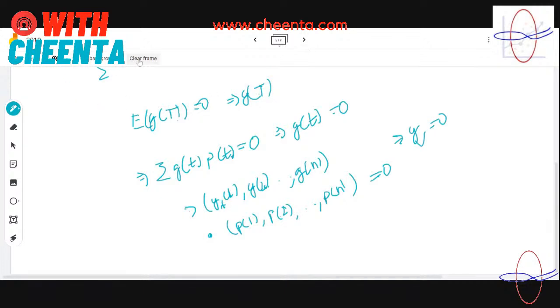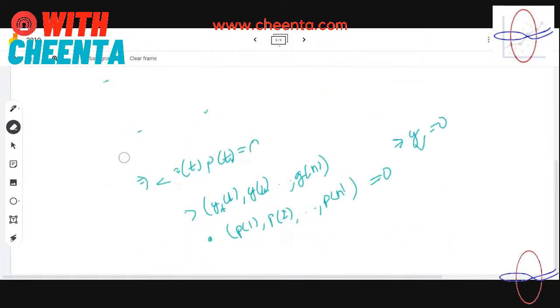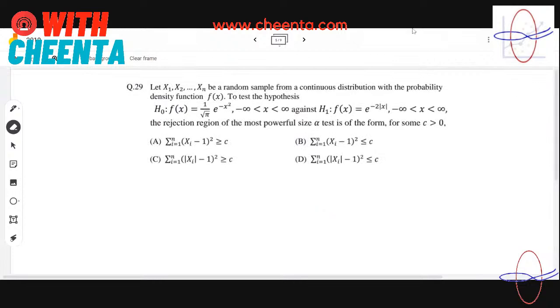Okay, so let's move on to the next problem. I will rub this off. I will save this PDF and give it later here. Next problem.